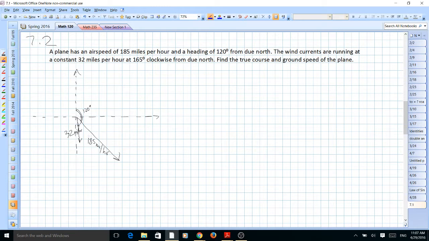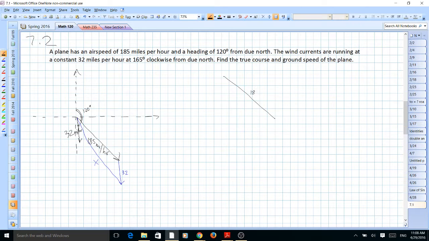So what happens is I create this 32 over here, and this would be my 185. I am creating a parallelogram, but the actual course would be from this point down to this one. Now this is what I'll label X because that's what I need to find. Now the picture will start looking messy right about now, so I'm going to redraw it over here.